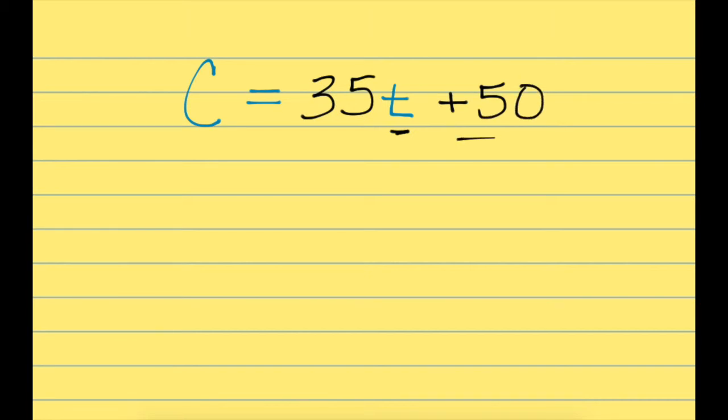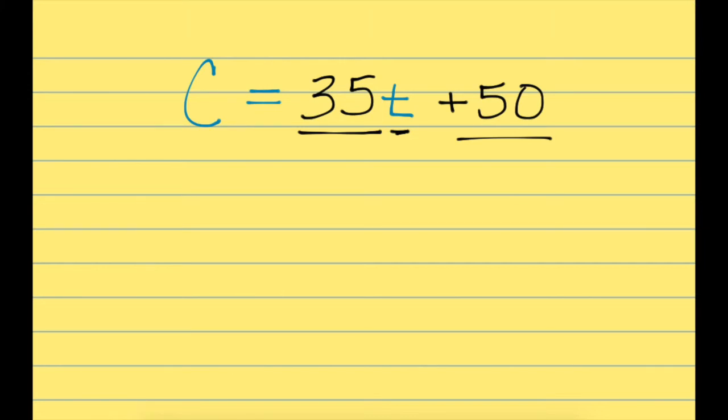And so when we want to write an equation, we see that our cost of renting the studio is a function of the amount of time we spend in the studio. And so if t is the number of hours that we spend in the studio, we're paying $35 for every one of those t hours. Then we have to add on to that the initial fee of $50. Okay, so our initial fee is our y-intercept, and our cost per hour is our slope.